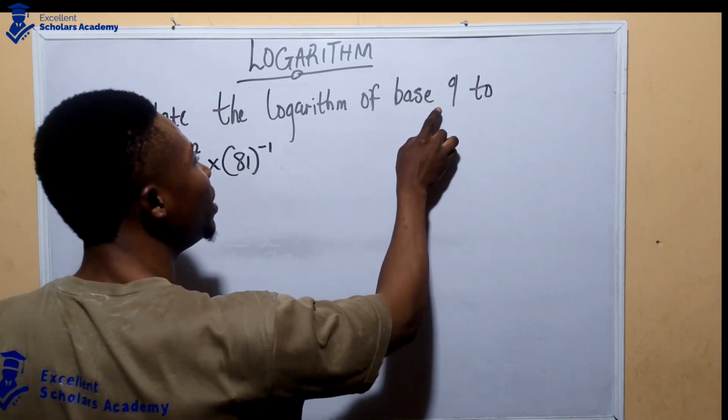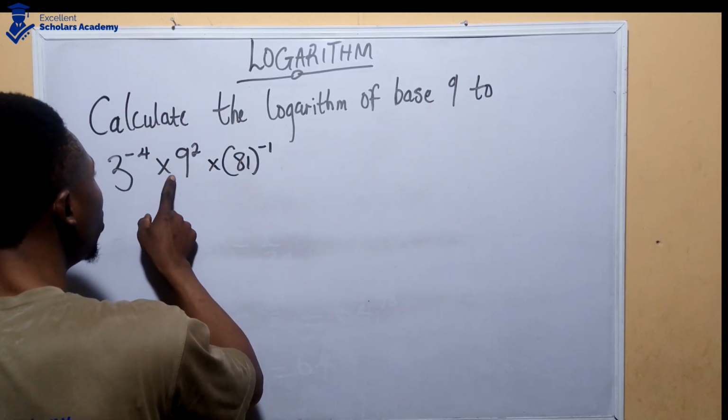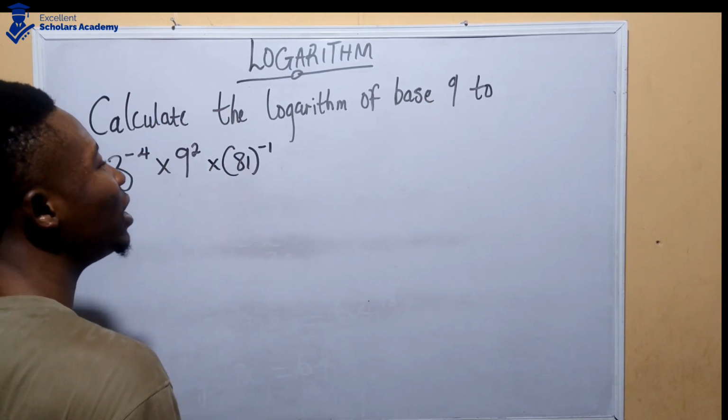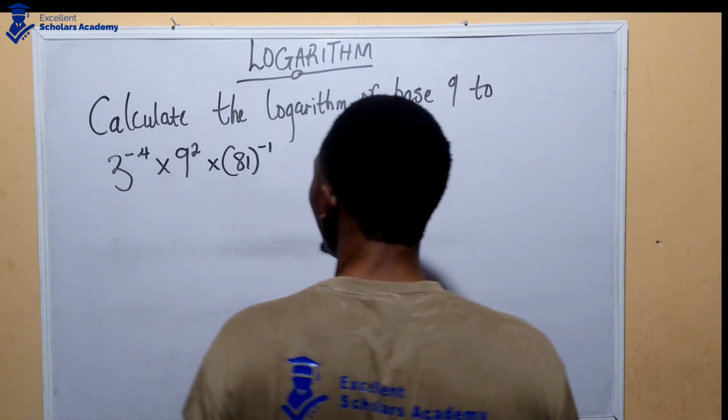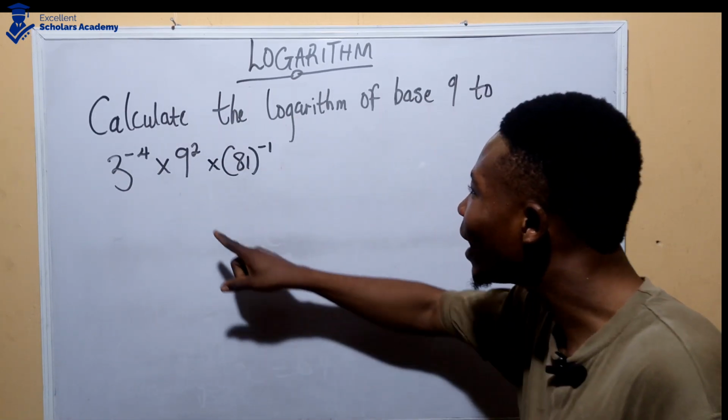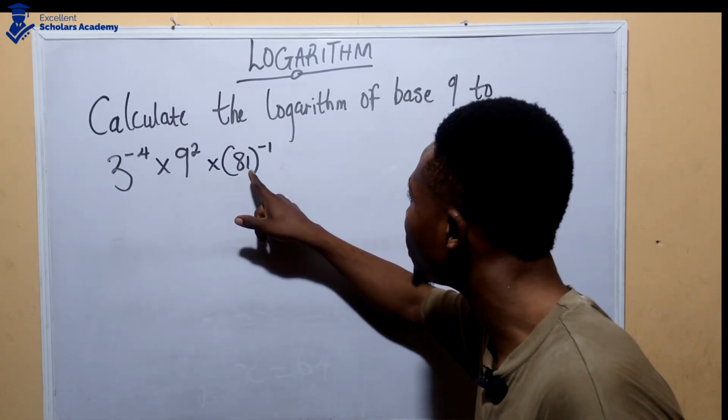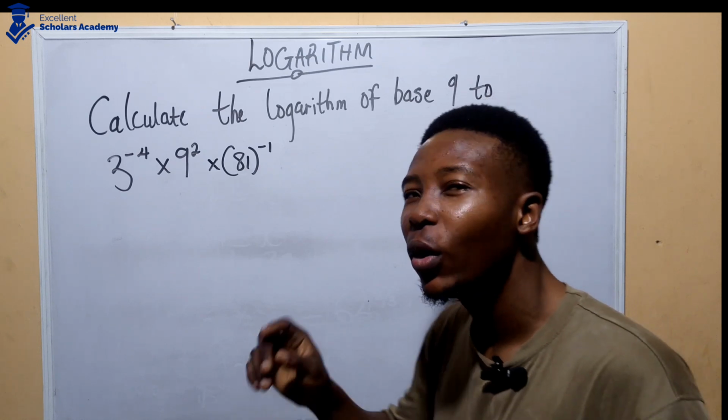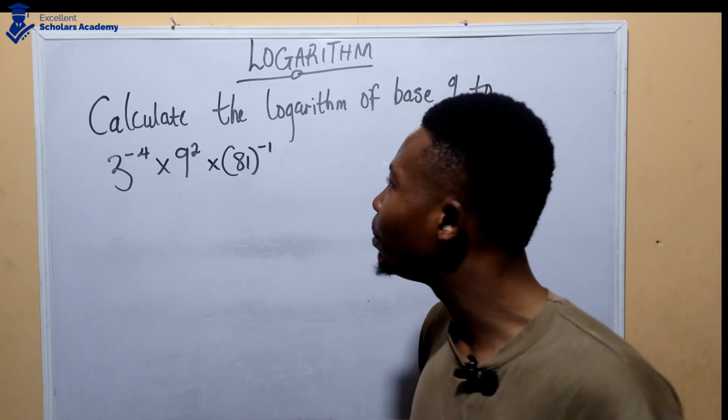Calculate the logarithm to base 9 of 3 to the power of minus 4 multiplied by 9 to the power of 2 multiplied by 81 to the power of minus 1. How do we solve this? Now, this is 3, this is 9, this is 81. They all have a relationship with 3. Right? That should be at the back of your mind.